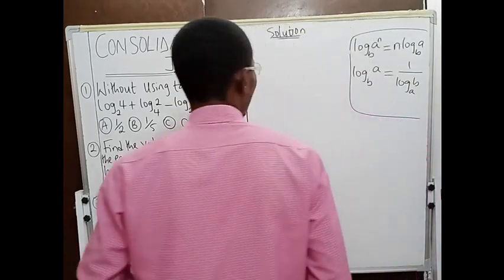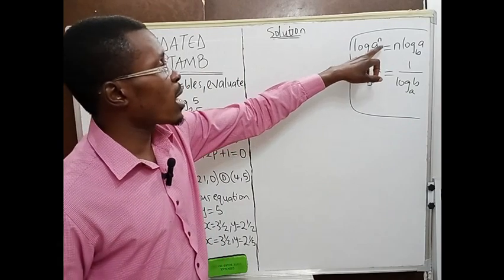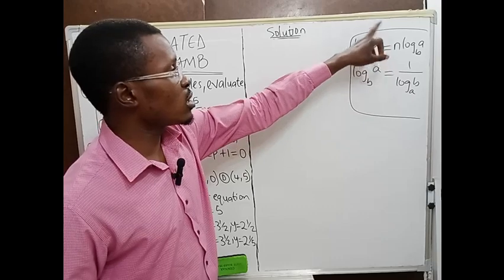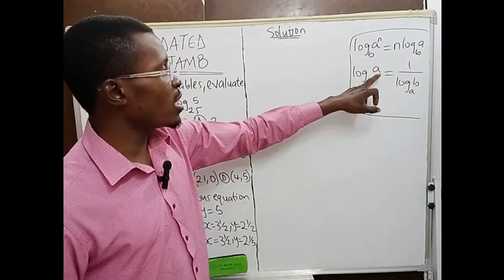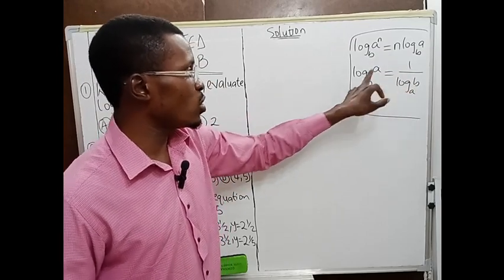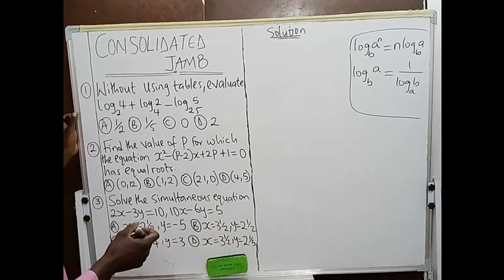Number 1, without using tables, evaluate this log. Before we go into the solution, we're going to recall two properties of log. First, log of a number power n base b can be expressed as what? The power n times the log. Also, log of a number a base b can be expressed as what? 1 over log of b base a. We interchange. So these two properties, we're going to be using to evaluate this problem.